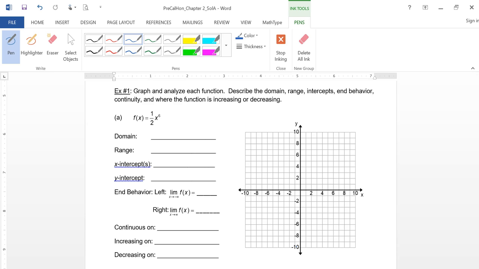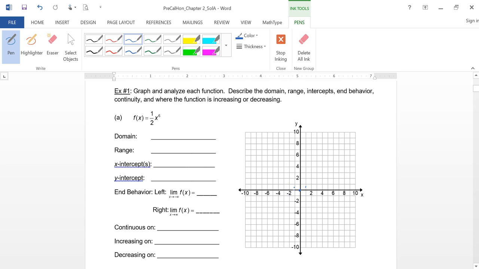Okay, we're going to graph this function. We're going to describe the domain, range, intercepts, end behavior, continuity, and so on. So this is half x to the 6th. If it's x to the 6th, this is an even exponent. It means it's an even function, so both ends are either up or down. In this case, it's going to be facing up because a is positive. Okay? So the y and x intercepts are both 0, 0. And we can just put some points in here. So when x is equal to 1, y is equal to a half, and it's symmetric this way.